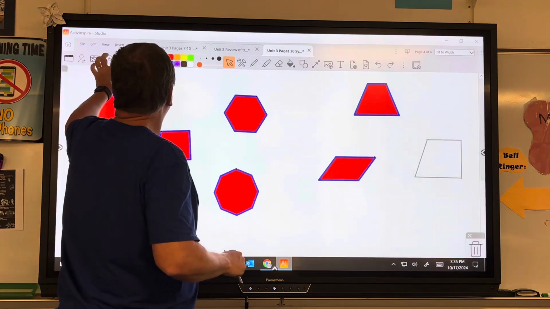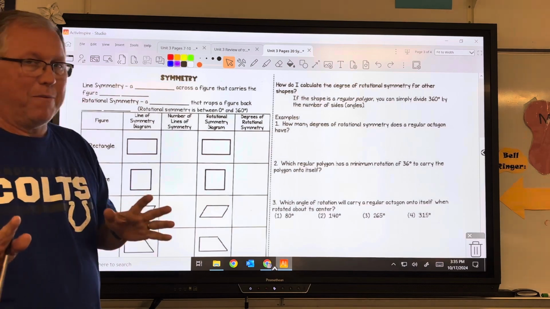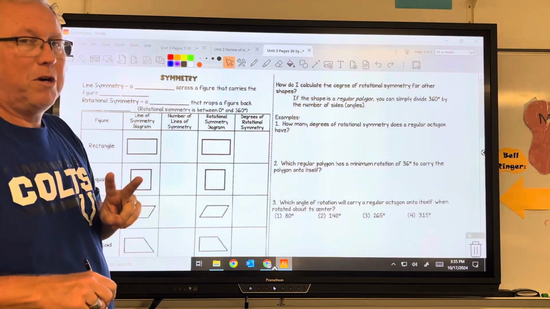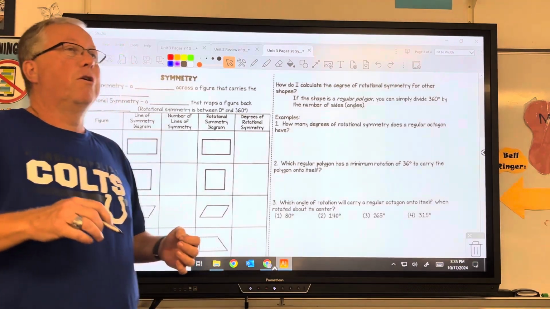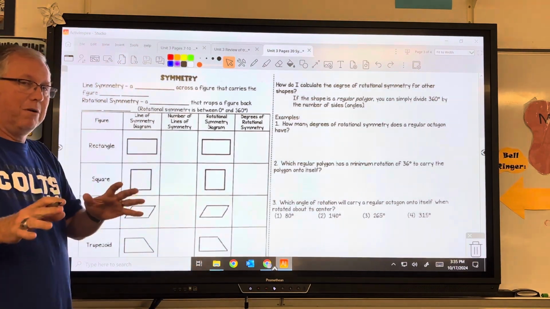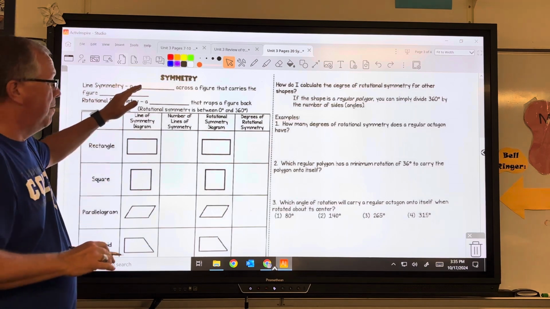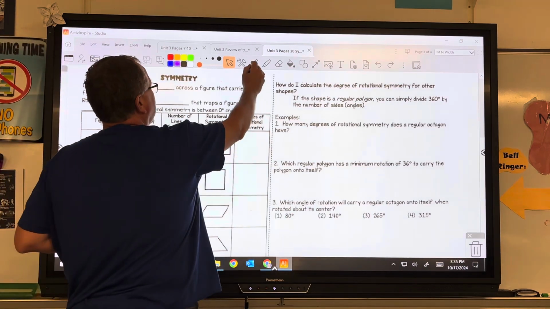So if we go back here to page 20, we'll fill in some information right away. The two types of symmetry we're going to talk about today are called line symmetry, and we also have what's called rotational symmetry. So I'm going to split these up. We'll talk about them separately, but let's get the notes part of it taken care of. Then we'll fill this out in a few minutes, okay?